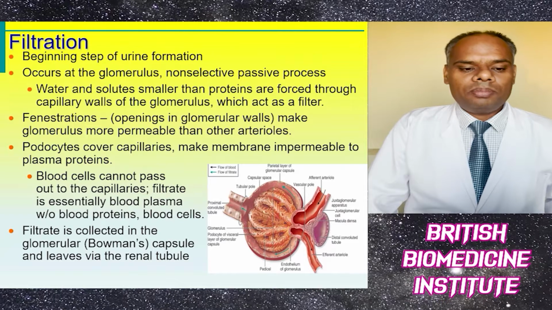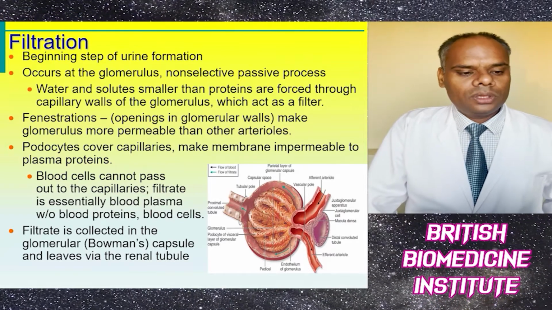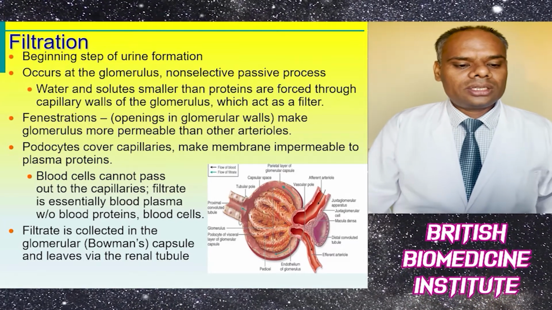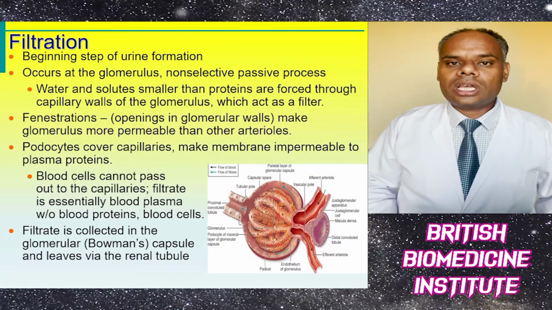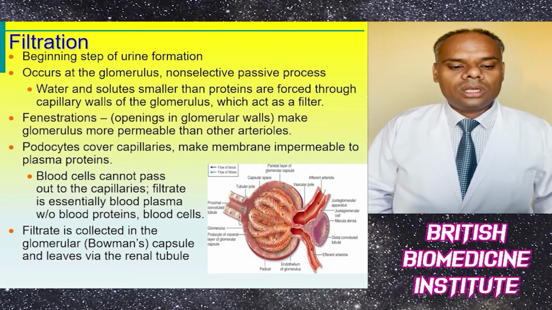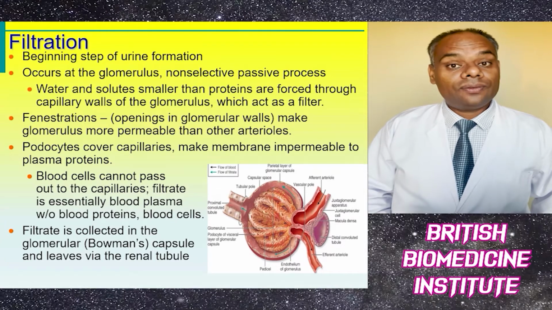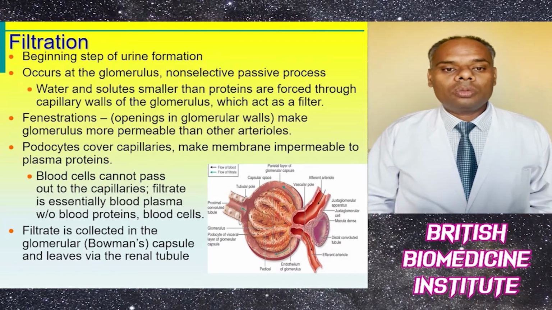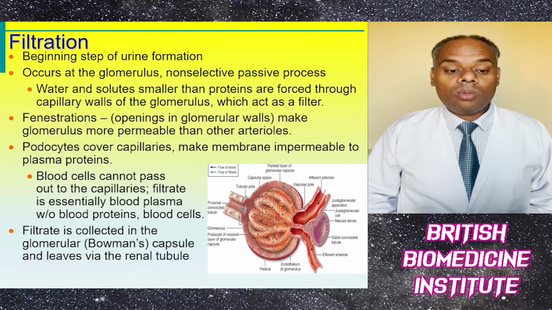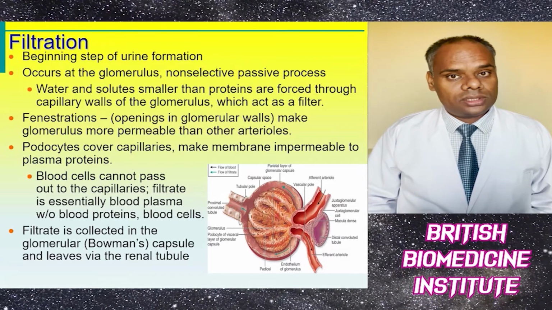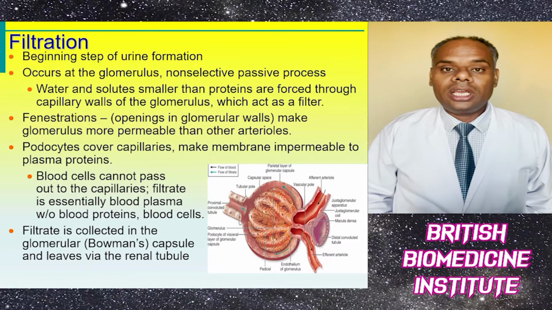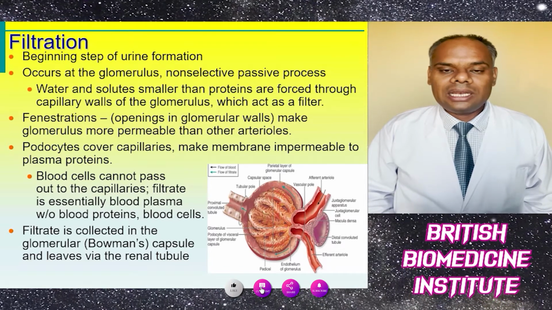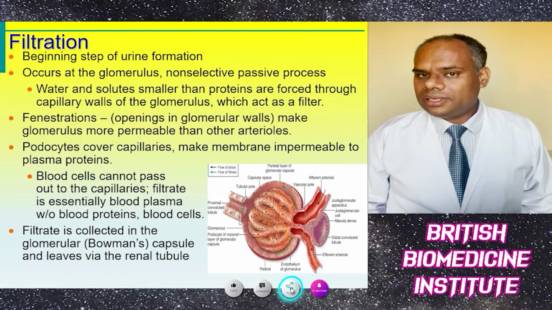This is the beginning of urine formation. It occurs at the glomerulus as a non-selective passage process. Solutes smaller than proteins are forced through the capillary walls of the glomerulus, which act as a filter. Fenestration is the opening of the glomerulus wall, making the glomerulus more permeable than arterioles. Podocytes cover the capillaries and make the membrane impermeable to plasma proteins. Blood cells cannot pass out of the capillaries.